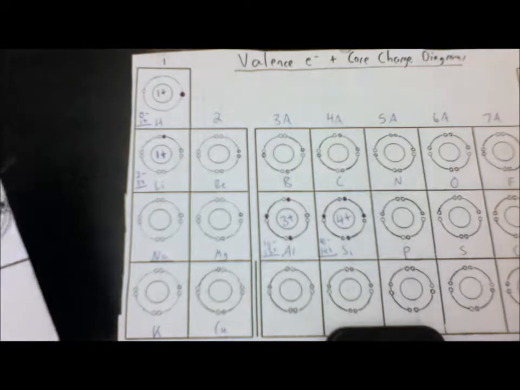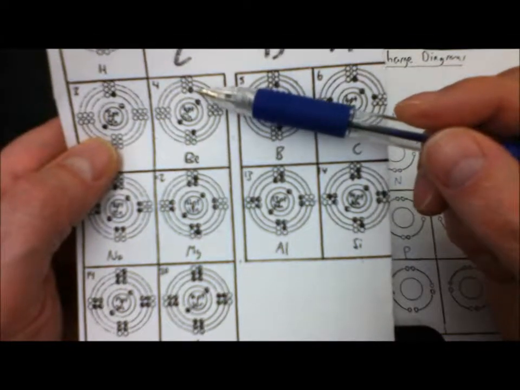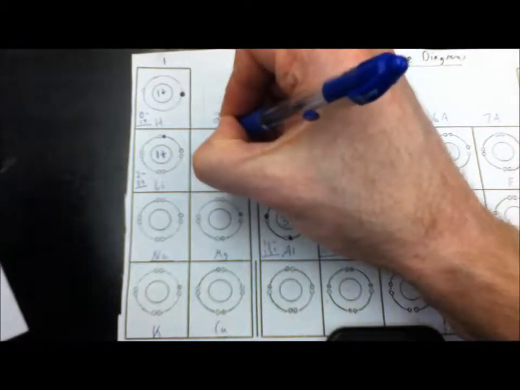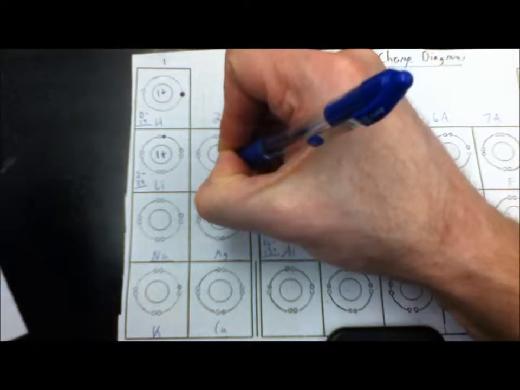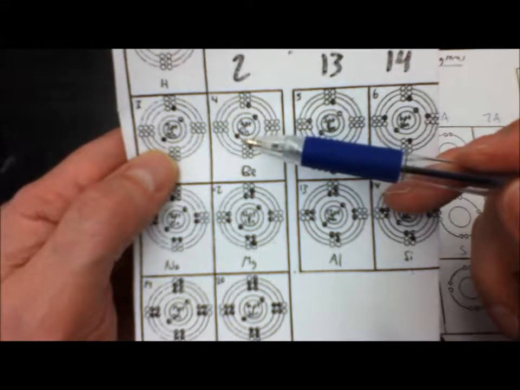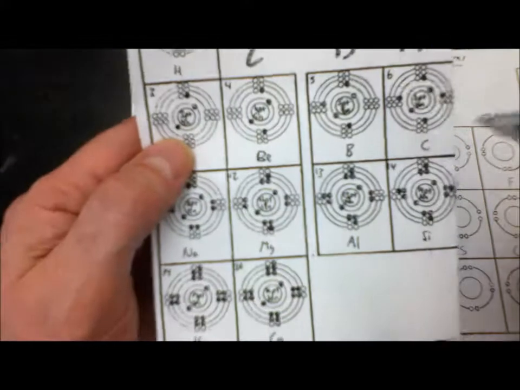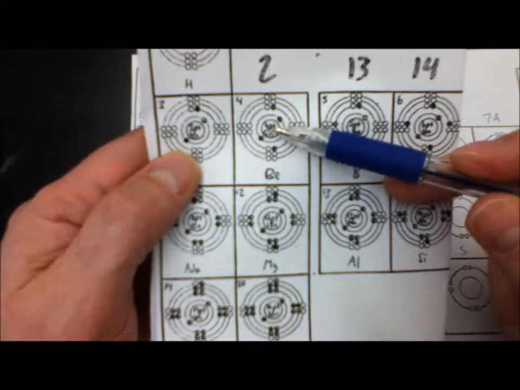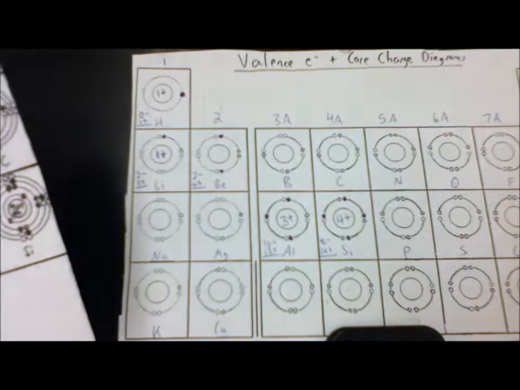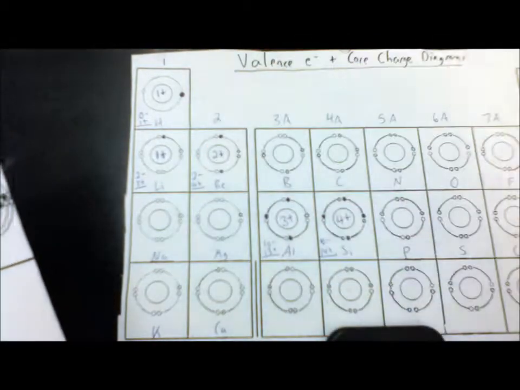All right, so let's jump to group 2. Beryllium. How many valence electrons does it have? 1, 2. So I'm going to color those in, top, bottom. I'm going to look for now the number of core electrons, 1, 2. 2 negatives. How many protons do I have? 4p positive. So 4 positive there. When I add these two values together, I get an overall charge of 2 positive.